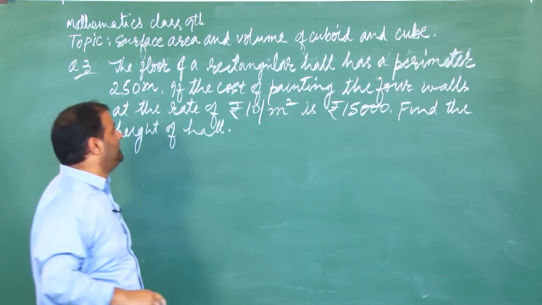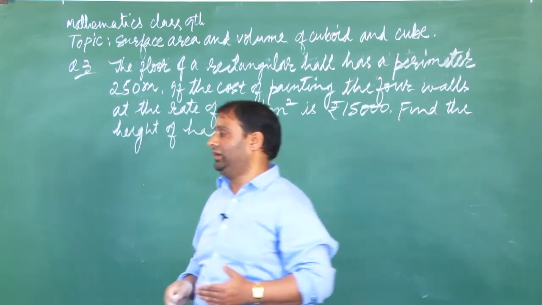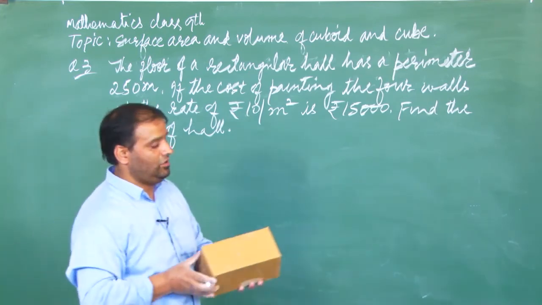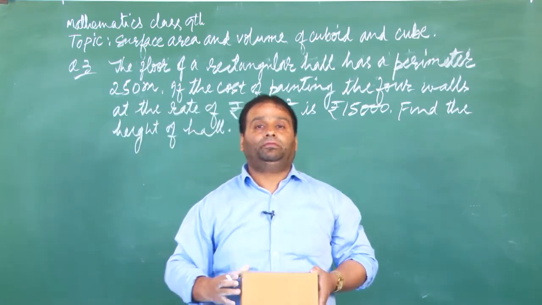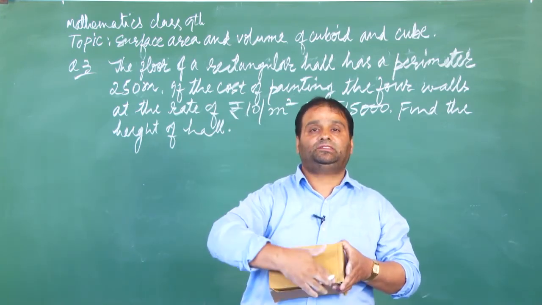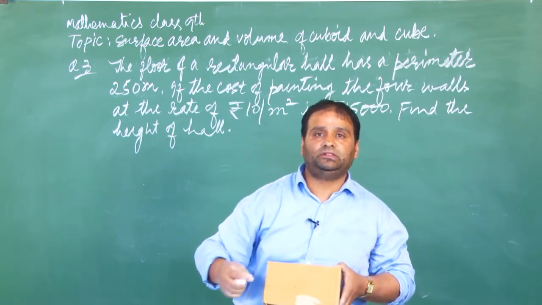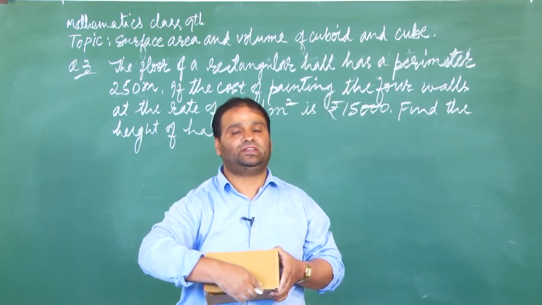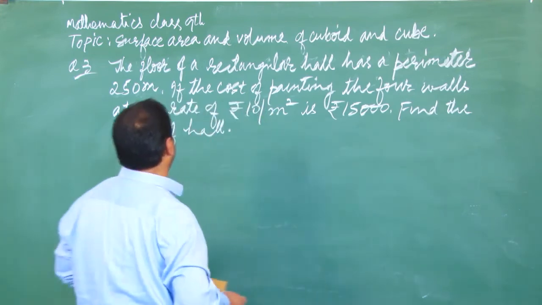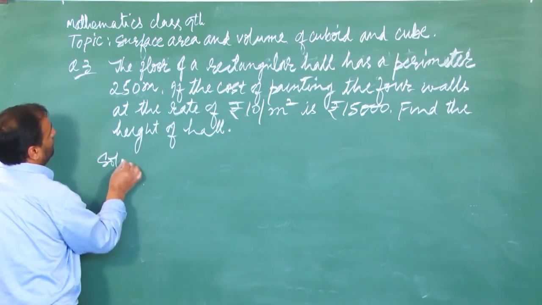Now this is another practical question. The floor of a rectangular cuboid. Now we know a cuboid is of rectangular shape. If we take this as a room, then this will be its floor. The dimensions of the floor are length and breadth, and the perimeter is the sum of all the sides of that rectangle. Now the perimeter of a rectangle is twice length plus breadth.